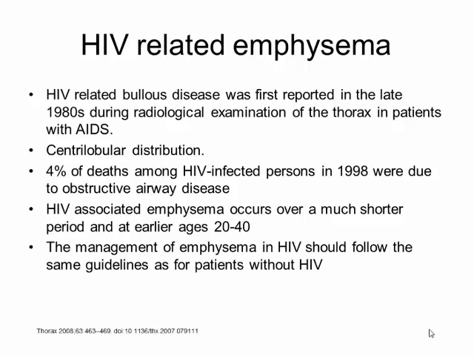The bullous disease was reported when they were CAT scanning patients in the AIDS patient in the 1980s. They were doing X-rays and they were noticing there's bullae, there's emphysema there. So they noticed that it's centrilobular distribution, similar to patients with COPD, and reported that about 4% of deaths among HIV patients. Interestingly, I think this is a high number, but it's related to obstructive lung disease. This is reported in 1998. 4%, not from an infection, just from COPD. It tends to occur at a younger age, so it's like an aggressive emphysema, and at a much shorter duration.